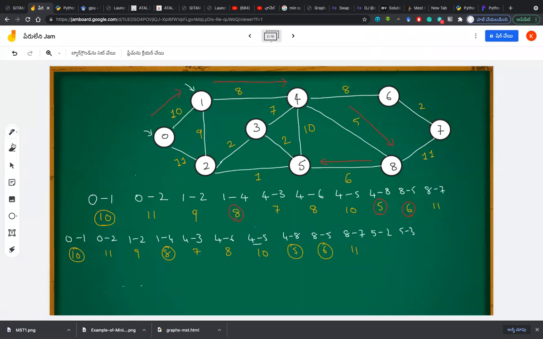So among these things, let us write down what these are. 5 to 2 is 1 and 5 to 3 is 2. Which one do I need to select? 5 to 2, sir. Yes, 5 to 2. So 1 I am selecting. So I will go through this one.